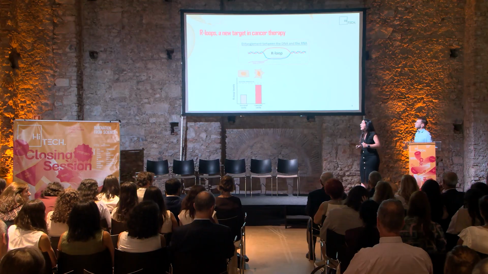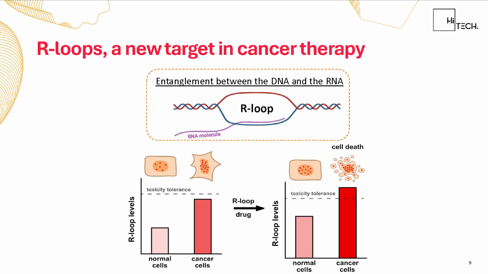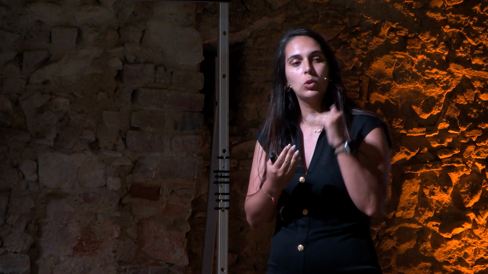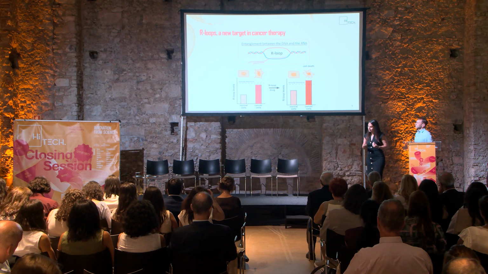However, cancer cells are viable and they can still survive. But now, if we target these R loops with drugs that increase even more the levels of these structures in our cells, we can target cancer cells, because these R loop levels will reach a toxicity tolerance and the cell can no longer cope with these levels and will die.